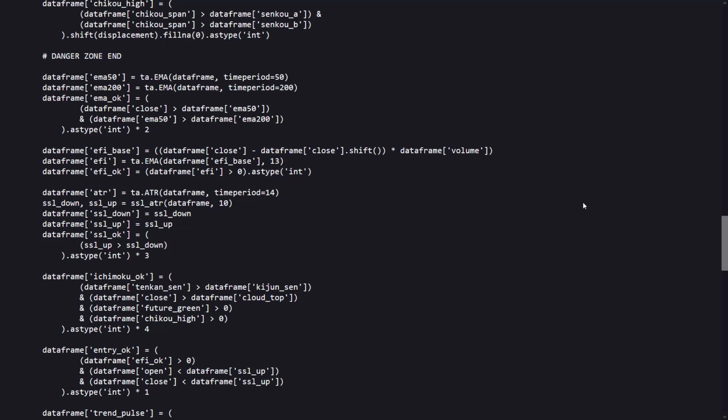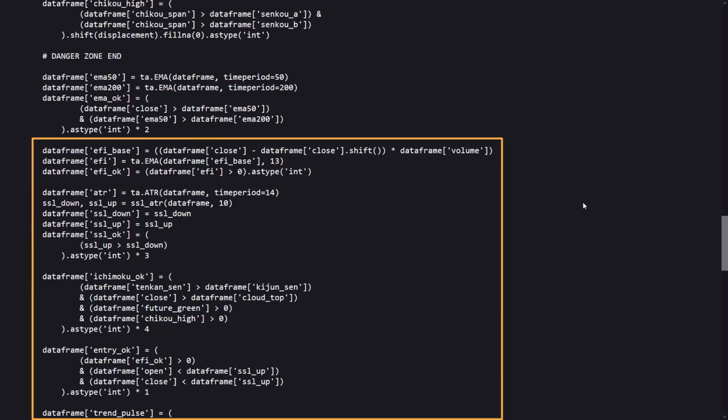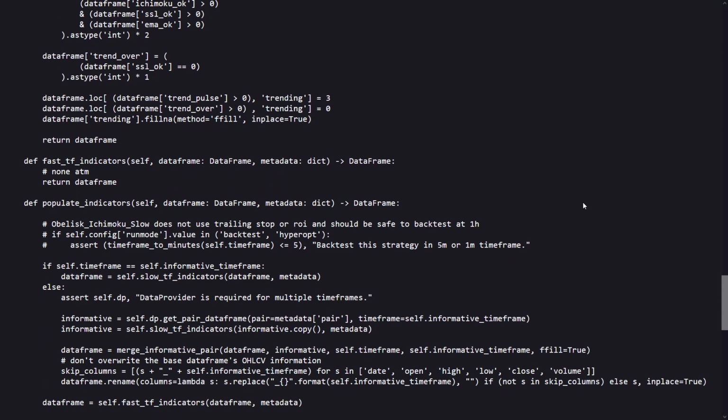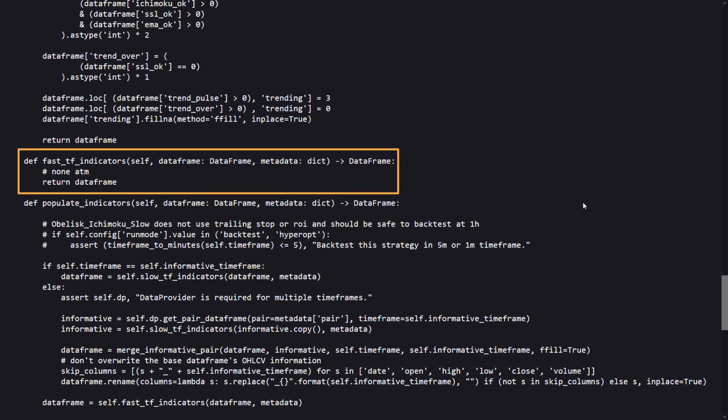It goes a little bit too far to explain each and every line here, but the overall idea of this section is that it detects the moments where there is a trend found or where it stopped. This is then used to determine the actual buy and sell moments of this algorithm. And no fast indicators are defined at the moment.